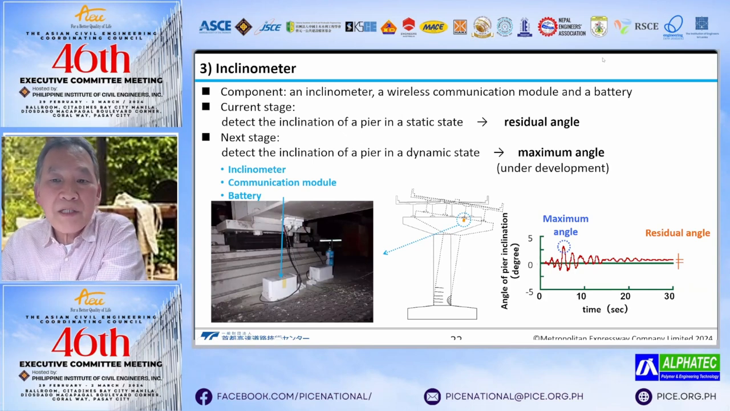And the third one is inclinometers. The components are an inclinometer, wireless communication module, and batteries to detect the inclination of the piers in a static state. Now we are measuring the residual angles, but in the future, we would like to detect the maximum angle of inclination of the piers, to estimate the seismic performance of the reinforced concrete piers.